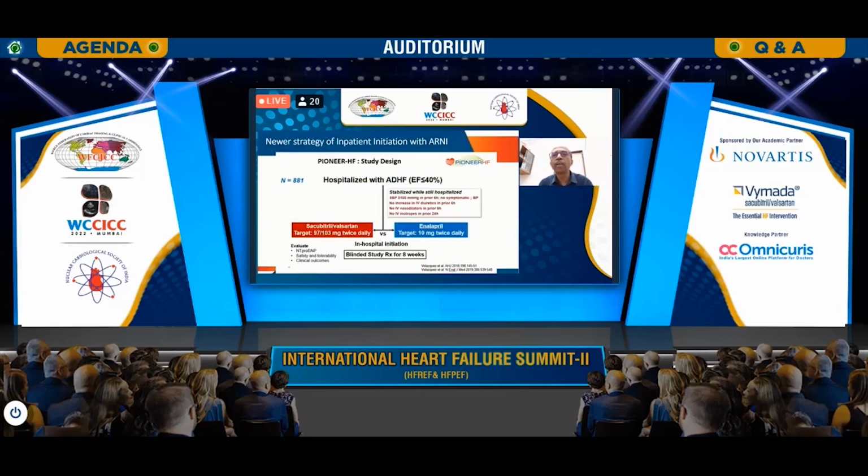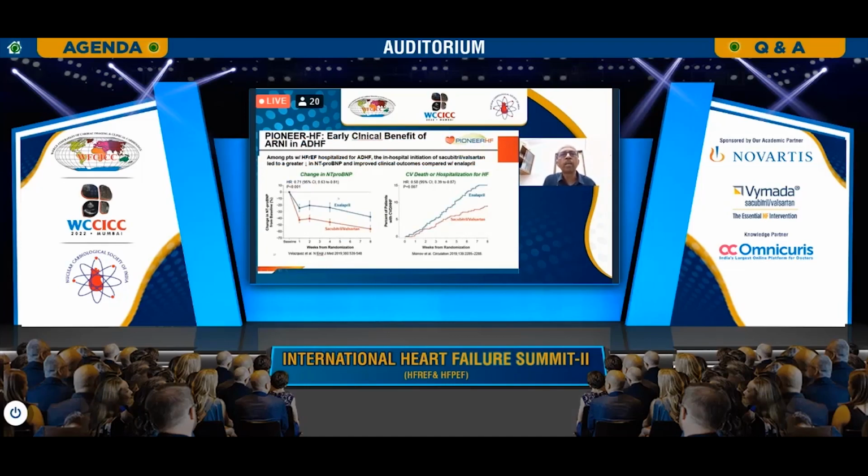Moreover, the PIONEER-HF trial, which was done in patients with acute decompensated heart failure, randomized between enalapril and sacubitril/valsartan, clearly showed that the fall in NT-proBNP at 8 weeks was much better with sacubitril/valsartan as compared to enalapril. Even cardiovascular death and recurrent hospitalizations at 8 weeks were reduced by a phenomenal 42%, with a p-value of 0.007, the benefit starting as early as 1 week. My friends, within 1 week, you start reaping the fruits, getting the benefits out of this therapy.